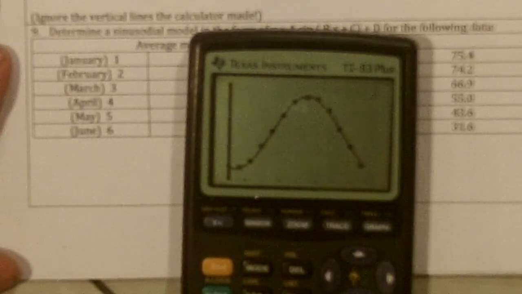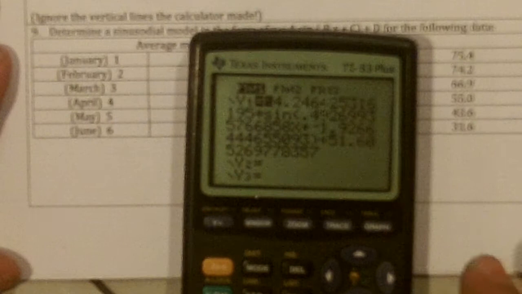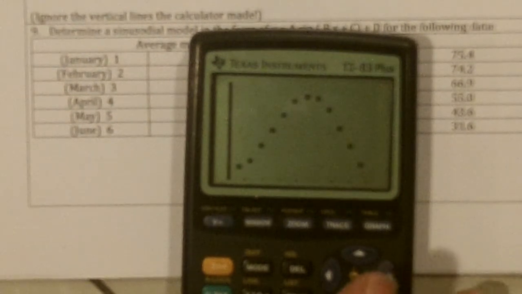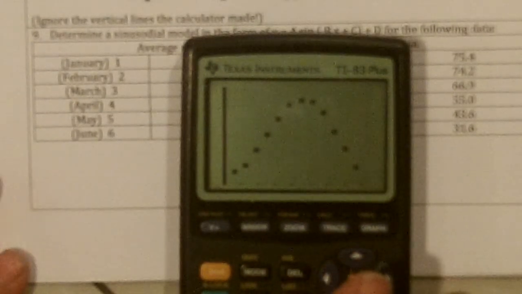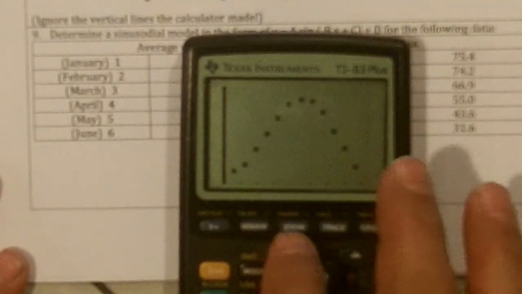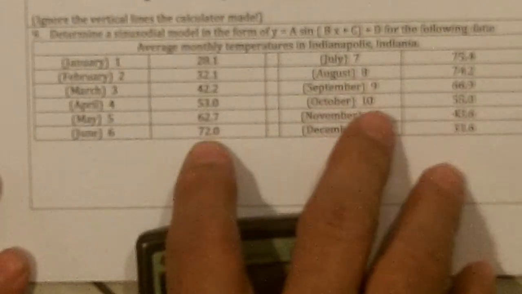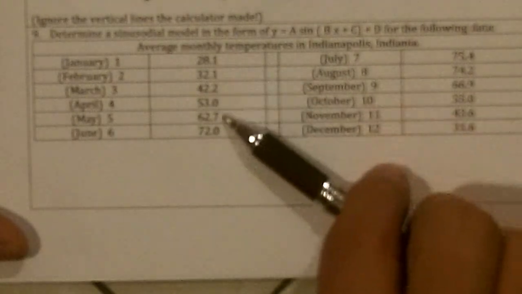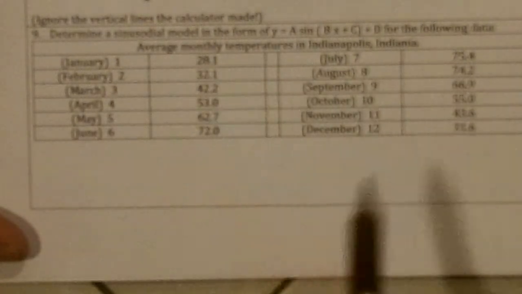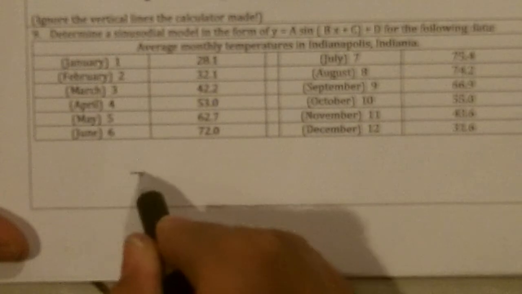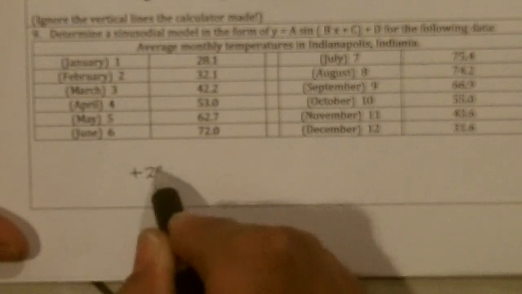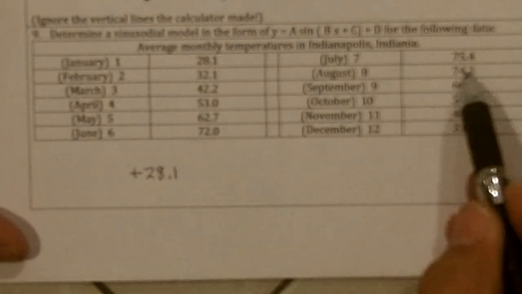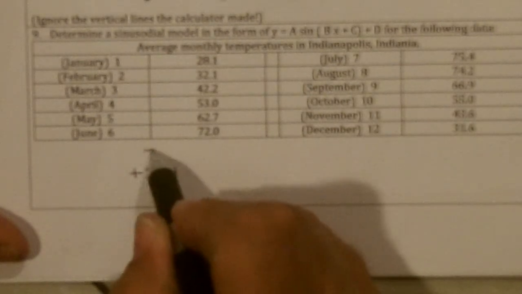Y equals, come on. I already got something in there, so let's clear that. There's the graph. Now we're supposed to come up with the equation for that graph. But the units are kind of messed up here, so let's see. What is our lowest temperature there? Well, if I look through all these here, it looks like the low is plus 28.1 degrees, and the high is 75.4.